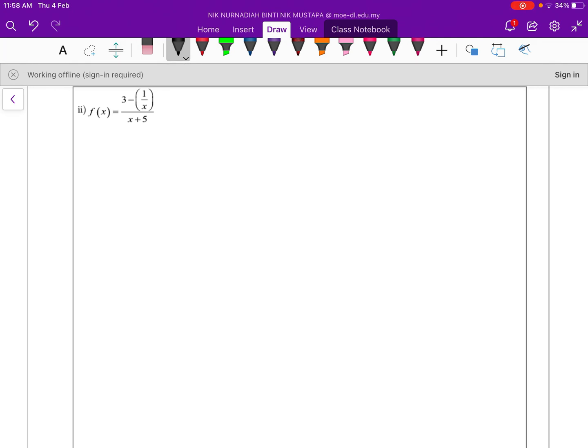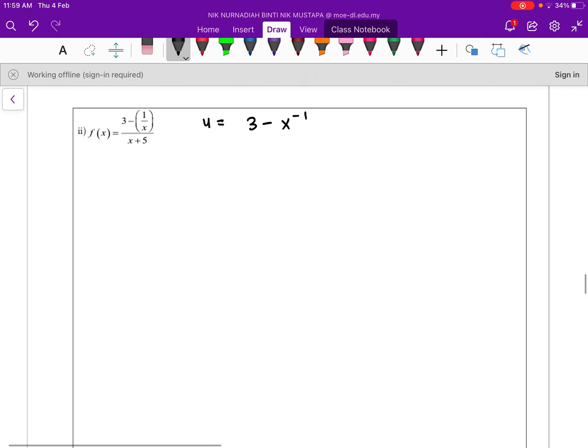Ni ada melibatkan pecahan kan? Pecahan dalam pecahan. Oh, you don't like this. Okay, we try one by one, okay? So our U is equal to 3 minus. Bila ada pecahan 1 over x ni, kita terus jadikan dia dalam bentuk ada power. So jadi x to the power of negative 1. Okay, tapi kat sini letak balik. Dia sama dengan 3 minus 1 over x.